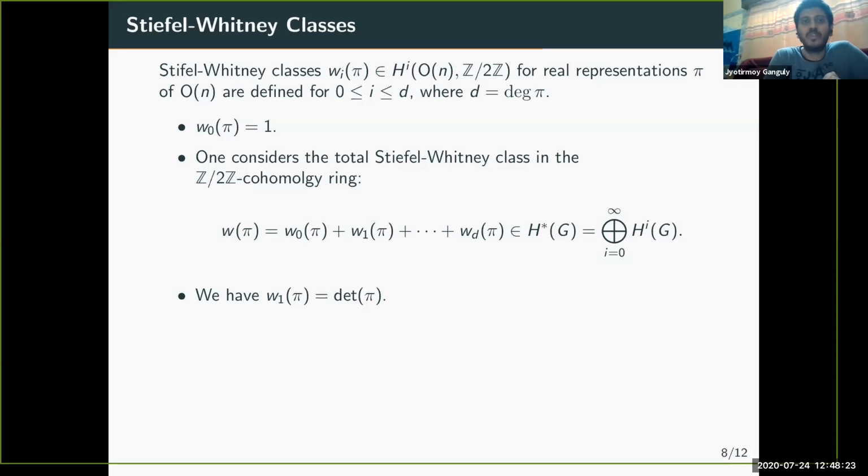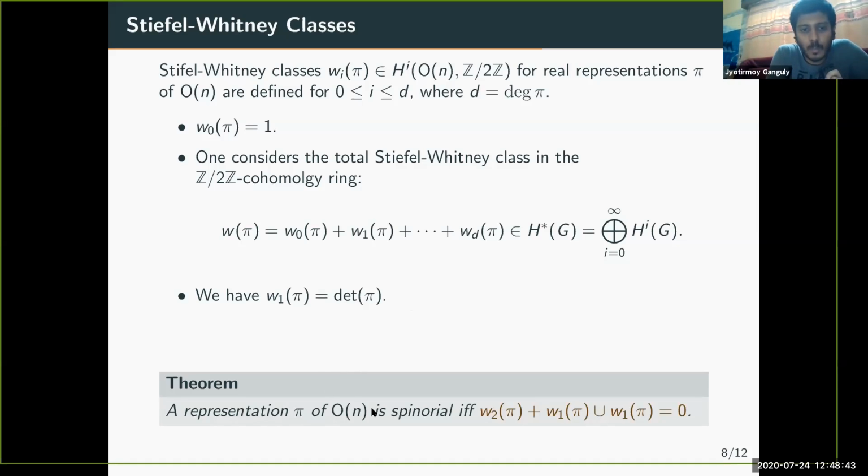Now the reason I am bringing up this concept is that there is a beautiful relation between spinoriality of a representation of a real Lie group, of course an orthogonal representation, and the first and second Stiefel-Whitney classes of the representation. It is given by this result. I have just mentioned it for ON, but it is generally true for any orthogonal representation of a Lie group. A representation pi of ON is spinorial if and only if W2 of pi plus W1 of pi cup W1 of pi is 0.